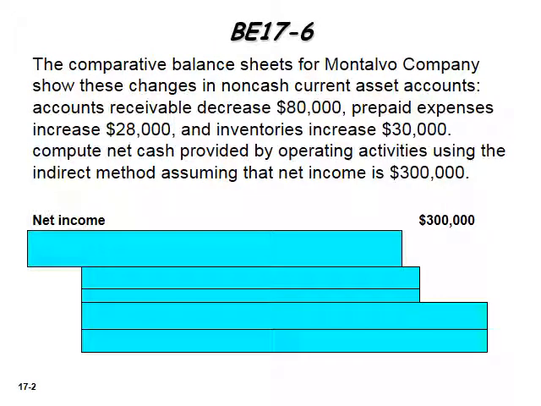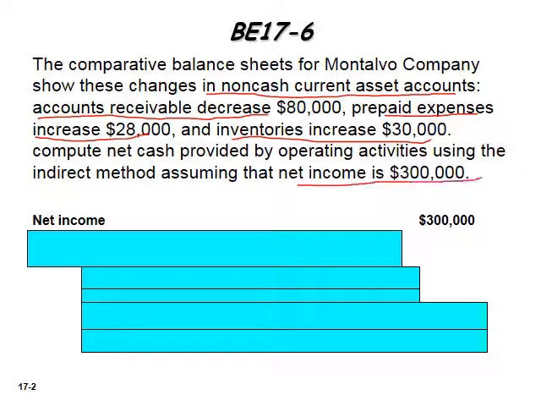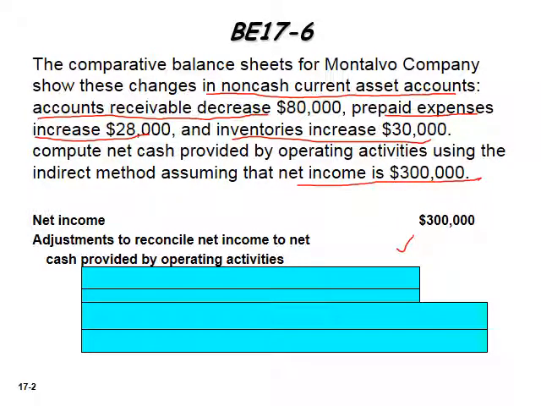Our next example, E17-6, we looked at the comparative balance sheets for the company, and we have changes in non-cash current assets accounts. So we have accounts receivable, which is decreasing. We have prepaid expenses, which are increasing, and we have inventories, which are increasing. So we are using the indirect method. Our net income is $300,000. So we start with net income. We're going to make adjustments to net income to get to the cash flow from operating activities.